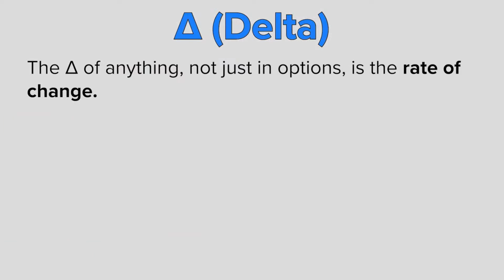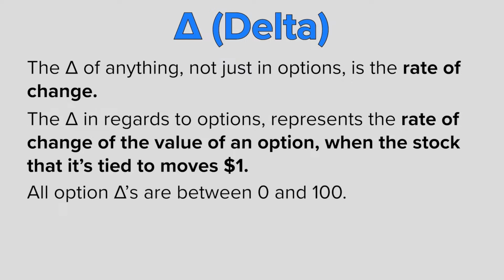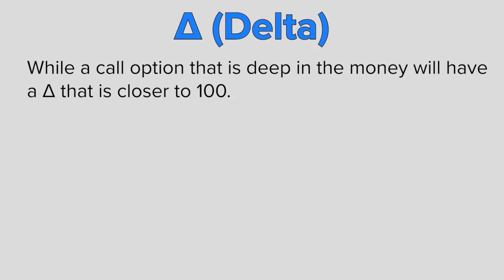The delta of anything, not just an option, is actually the rate of change. So when we're talking about option delta, we're talking about the rate of change of the value of an option when the stock that it's tied to moves $1. All option deltas are between 0 and 100. Call option deltas are positive. So a call option that is far out of the money, that is essentially worthless, is going to have a delta closer to 0, while a call option that is deeply in the money is going to act more like stock and have a delta closer to 100.